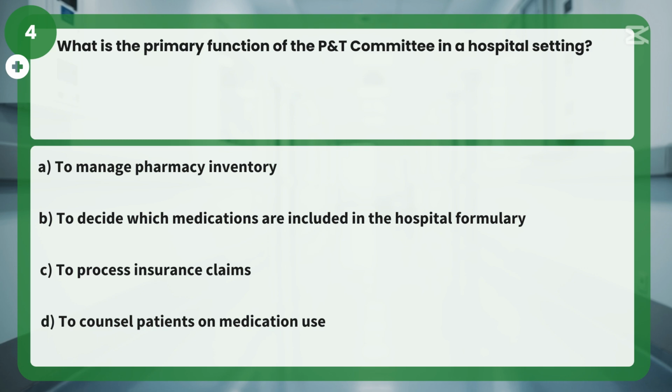Question 4. What is the primary function of the P&T committee in a hospital setting? A. To manage pharmacy inventory. B. To decide which medications are included in the hospital formulary. C. To process insurance claims. D. To counsel patients on medication use.